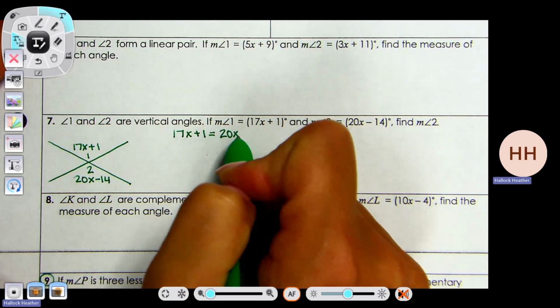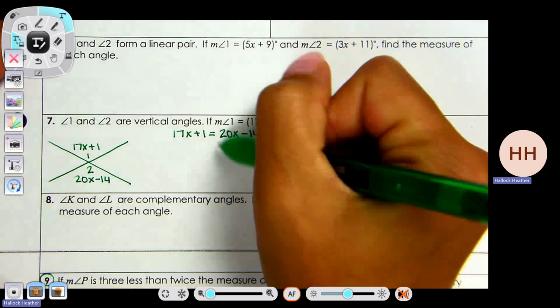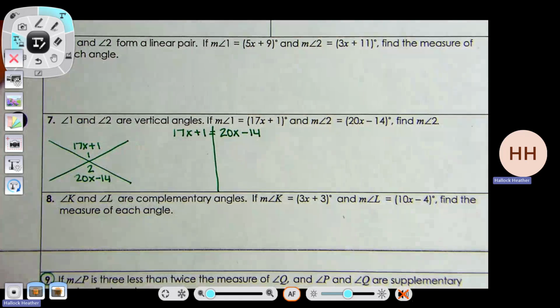And if you know the vocabulary and you know they're going to be equal to each other anyway, you don't have to draw a picture. But if you're lost in the sauce, you should draw a picture.